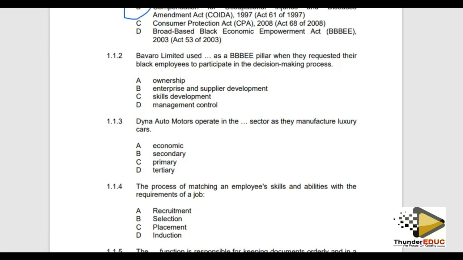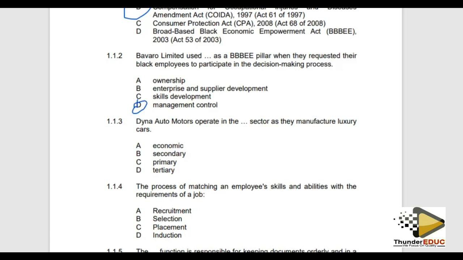But now broad-based black economic empowerment takes into account these four pillars, where they do believe that black people should also be given that chance to perform those aspects that were expected of them. So if we check the question, it says Raforo Limited used the dash as a broad-based black economic empowerment pillar when they requested their black employees to participate in decision-making. This decision-making normally takes place under management control, meaning our best option here is D, which is management control.